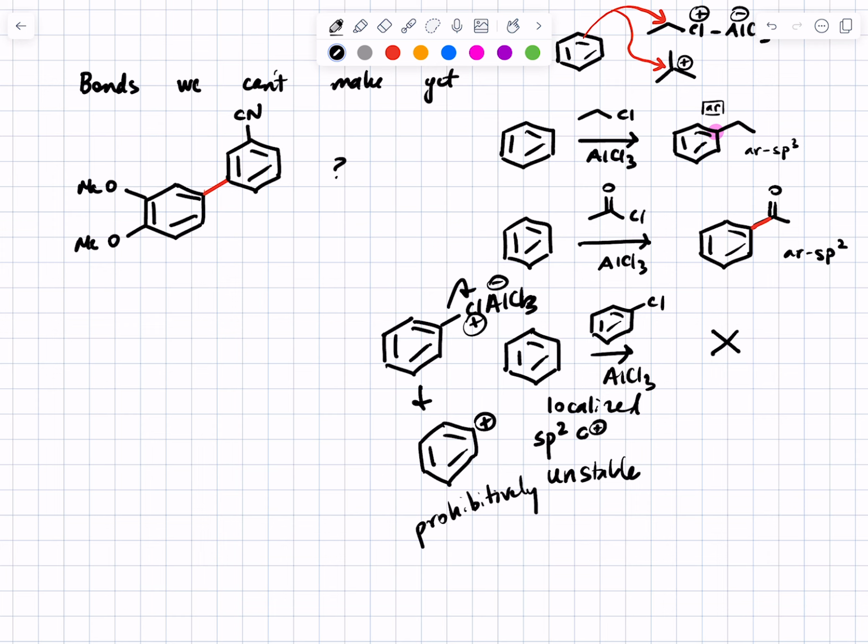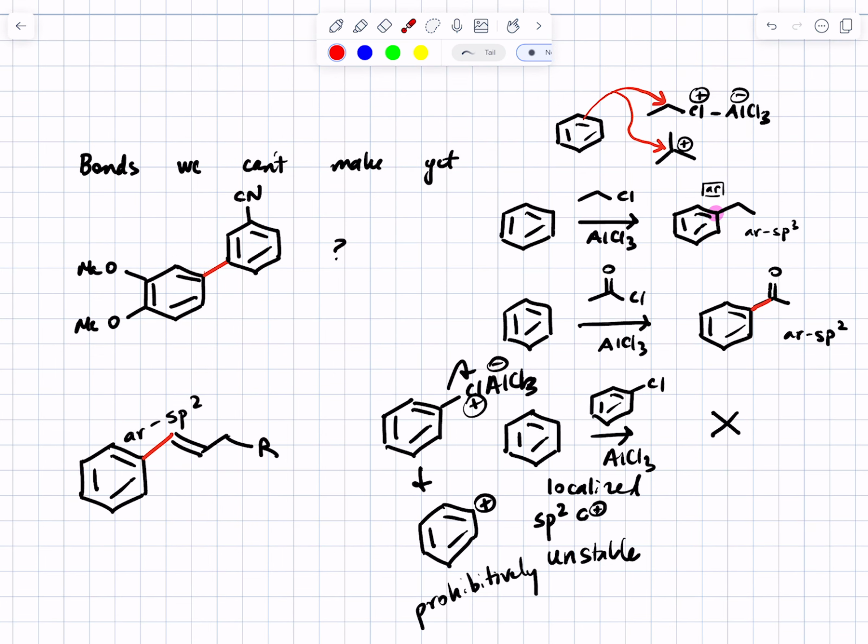And another example related to a similar idea is, what if you wanted to make derivatives of benzene that look like this? What if you wanted to make this bond between a benzene carbon, an aryl carbon, and an sp2 carbon that's involved in an alkene? There were ways we could do this. You could do the Friedel-Crafts reaction first, and then after you had the alkene, maybe you could do the radical halogenation and then form the alkene by elimination.